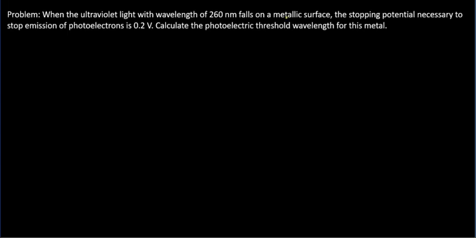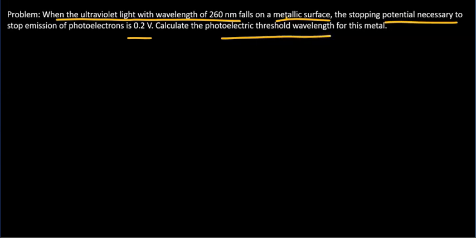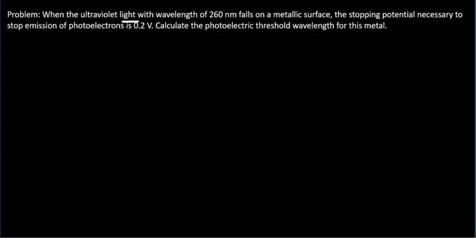Problem 2. When the ultraviolet light with wavelength 260 nanometers falls on a metallic surface, the stopping potential necessary to stop emission of photoelectrons is 0.2 volt. Calculate the photoelectric threshold wavelength for this metal. What is the photoelectric threshold wavelength for this metal? Threshold wavelength is quite simply the largest wavelength the light shining on the metal can have that can still produce photoelectrons.